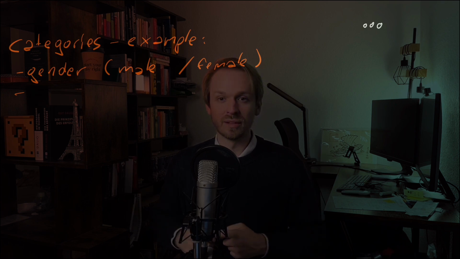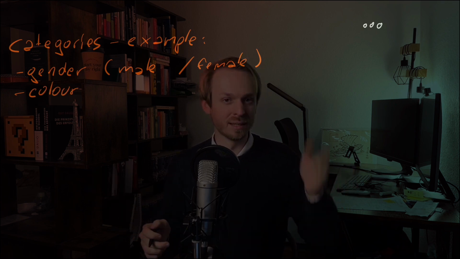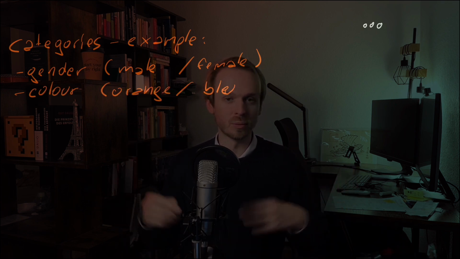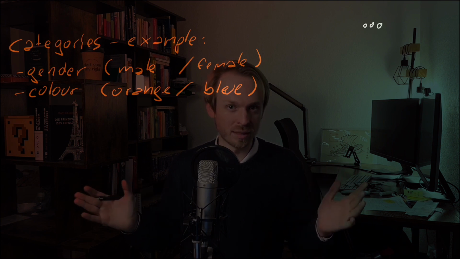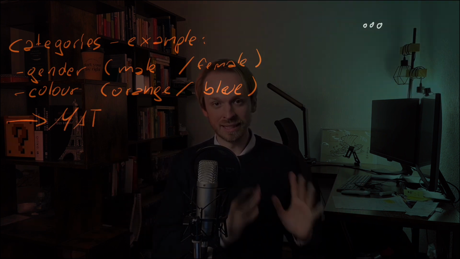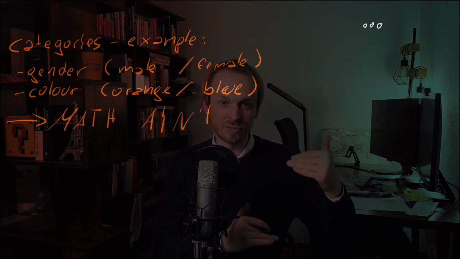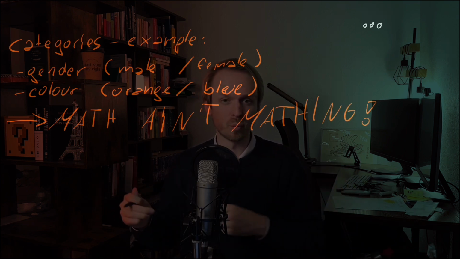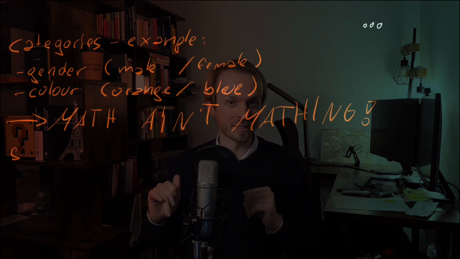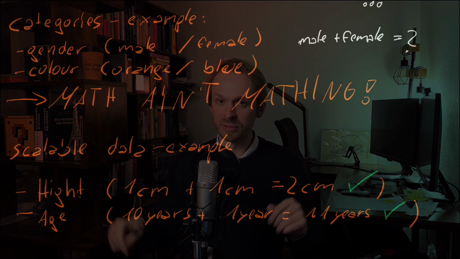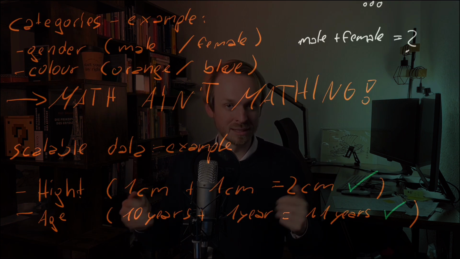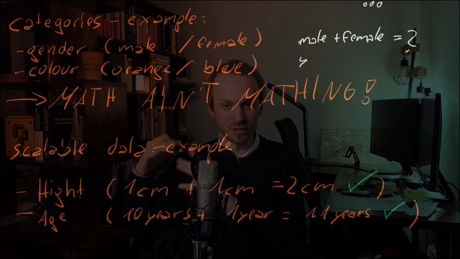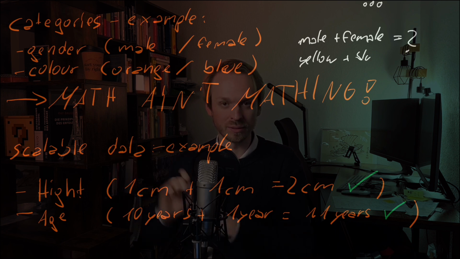Another example is if you have different colors. You cannot say brown plus yellow equals 15. This doesn't work either. So this is categorical data, and with that data I have to work differently compared to data which is scalable. Time: 1 hour plus 1 hour is 2 hours, that works. Or height: 1 centimeter plus 2 centimeters is 3 centimeters. So this is data which is scalable, which can be worked on.